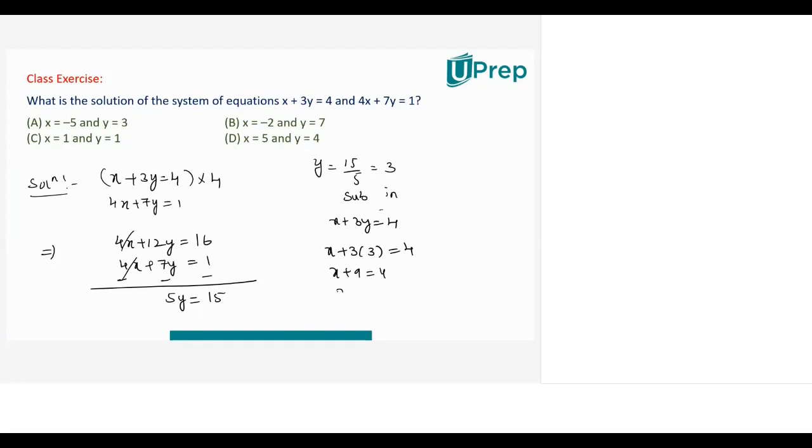So what is the value of x? Obviously 4 minus 9, which is minus 5. Simple question. Is that clear? That's how you solve the equations using elimination method. That's what we have discussed in our last class. One is substitution method. Second one is elimination method, right?